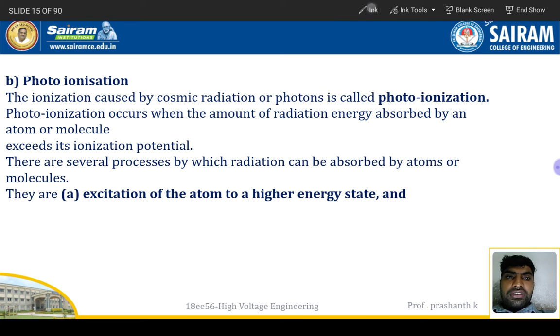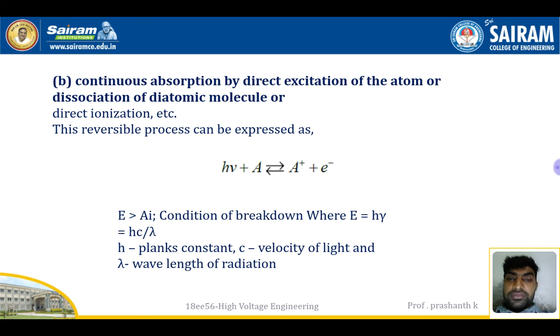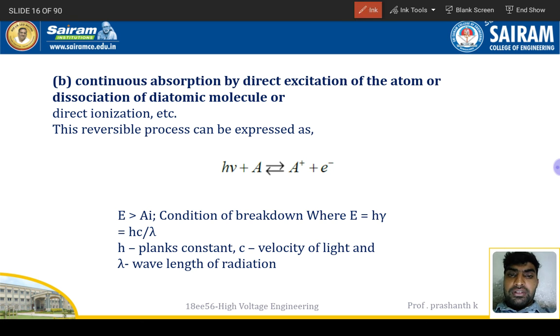Next, there is photoionization. Photoionization is the ionization caused by cosmic radiation photons. Photoionization occurs when the amount of radiation energy absorbed by an atom or molecule exceeds its ionization potential. There are several processes by which radiation can be absorbed by atoms or molecules: excitation of the atoms to higher energy states, continuous absorption by direct excitation of the atoms, dissociation of diatomic molecules, or direct ionization. This reversible process can be expressed as hν = hc/λ.